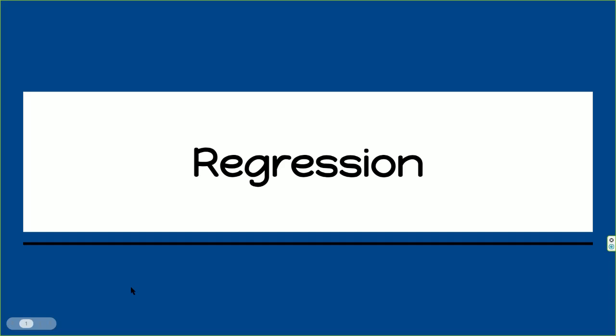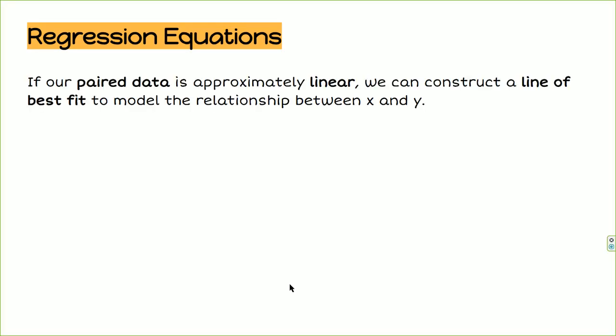Alright, for our last video for week 6, we're going to talk about regression. This video is going to follow up on that last video where we talked about describing linear relationships and the correlation coefficient. If our paired data, x and y, is approximately linear, we can build a model called a line of best fit to model that relationship between x and y.